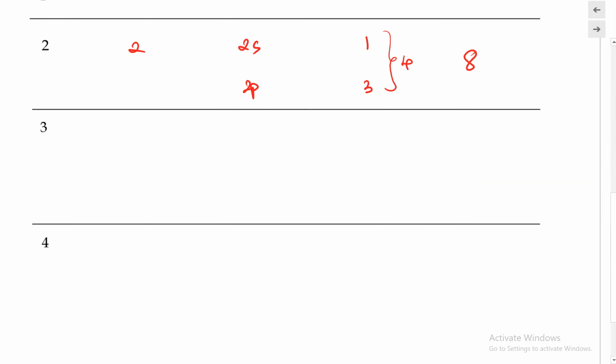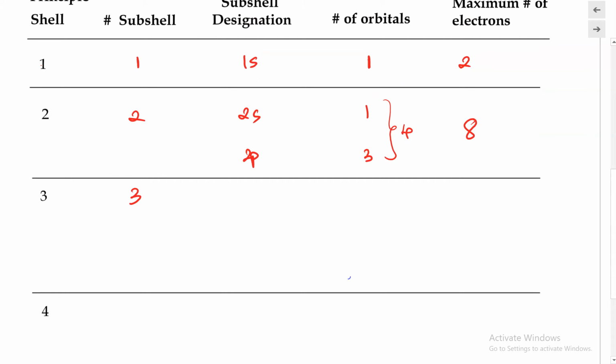And moving on to the third principal shell, there are 3 subshells, the S, the P, and now the D, and we would designate them as 3S, 3P, and 3D. The 3S further consists of 1 orbital. The 3P consists of 3 orbitals, and the 3D consists of 5 orbitals. So combining all of this together, we have 9 orbitals on the third principal shell, and therefore it can accommodate a maximum of up to 18 electrons.